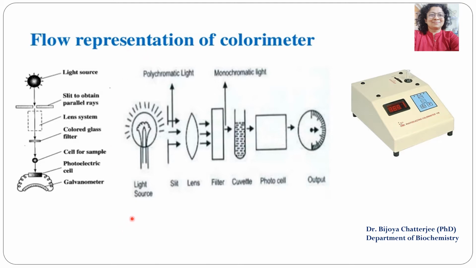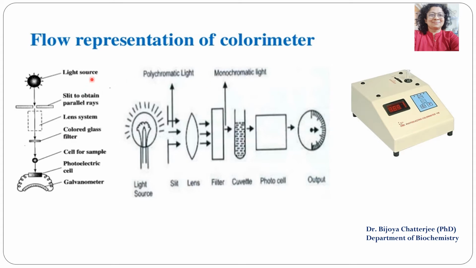So the most important components of a colorimeter are a light source, a slit, a lens, a filter, cuvette, photocell, and the output device. So this is the colorimeter. This is how it looks, the simplest colorimeter. And because it measures the concentration of colored substances, that is why it is known as colorimeter. And the inside part of the colorimeter will have this kind of layout. So these will be the parts inside the colorimeter.